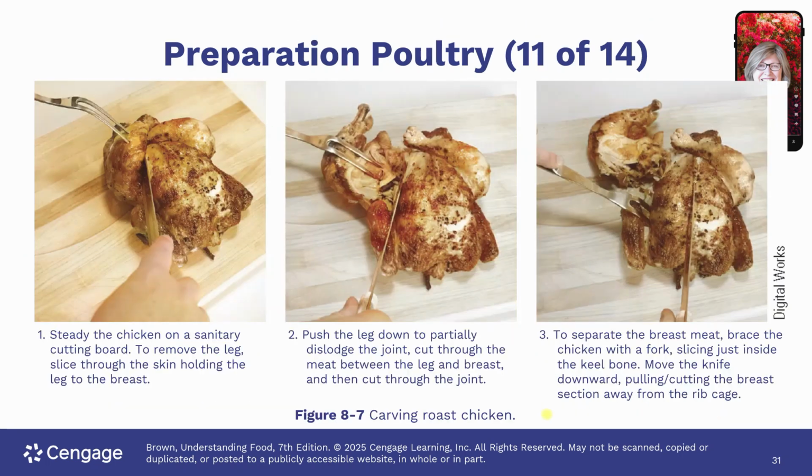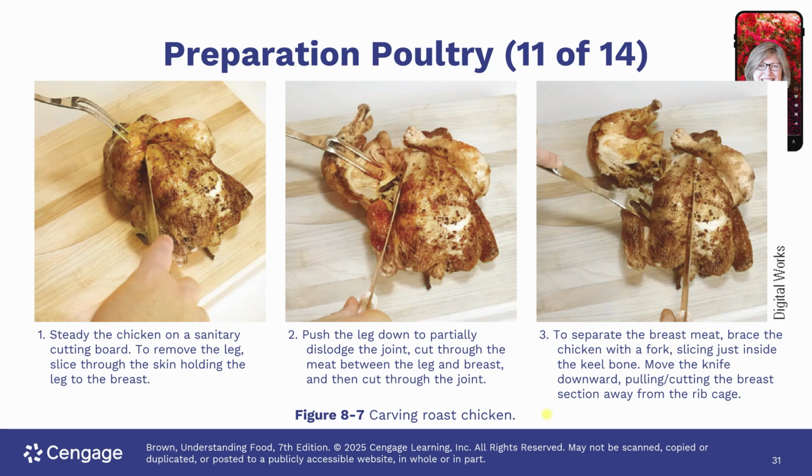Now you're going to carve the bird. You want to make sure that you steady the chicken on a sanitary cutting board, and then you begin by removing the leg. And here you see in some still shots where you would cut through the leg to dislodge the joint, and then cut all the way through. And then you see in figure 3, you separate the breast meat.